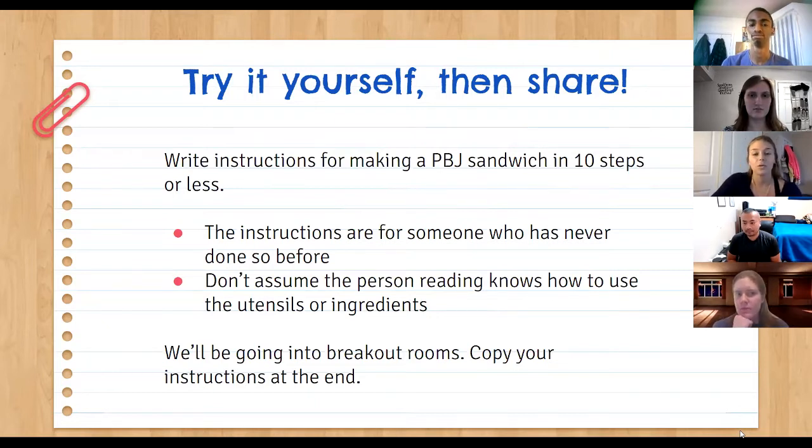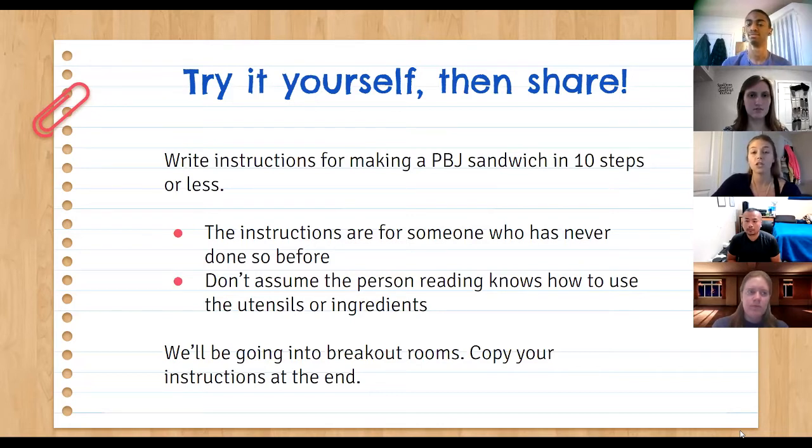So what we're going to do is we're going to write those instructions and we're going to write them for somebody who's clueless about it. And we're not going to assume that the person knows a single thing about the ingredients, the utensils, anything involving a peanut butter and jelly sandwich. And the goal is to do this in 10 steps or less.